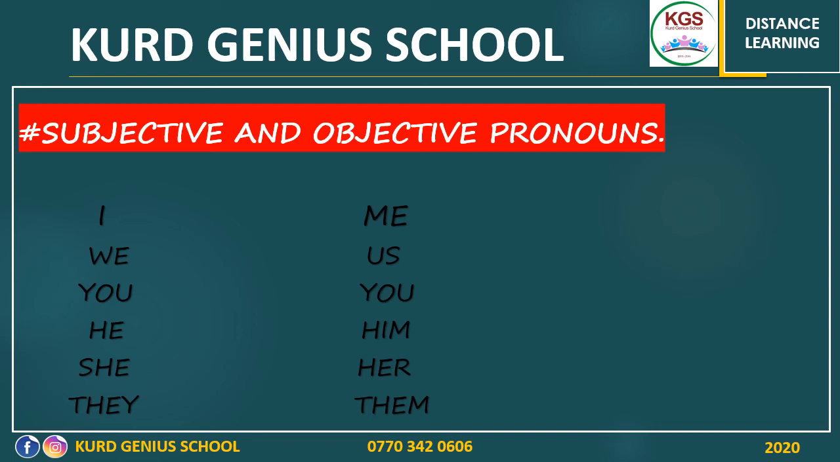On the other side, we have a list of objective pronouns. They are also pronouns, but a different one. We call them objective pronouns. Now see the transformation, how they are transformed. I becomes me. We, which is subjective pronoun, becomes us.